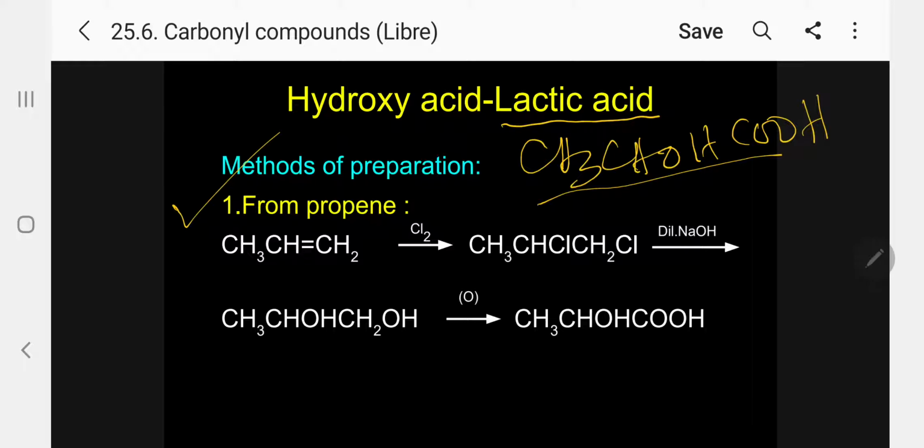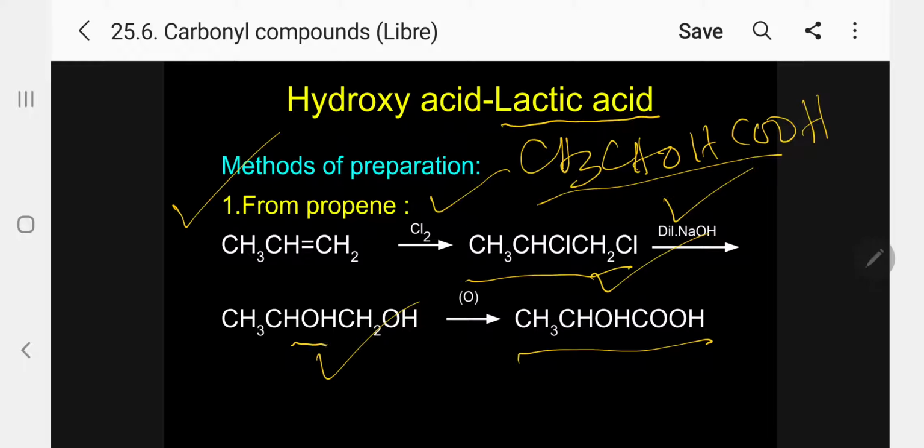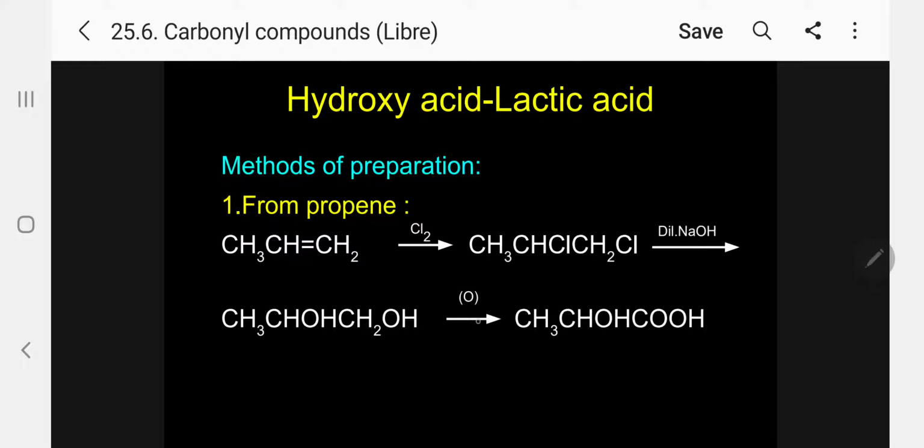So from propene, 1-propene, I can prepare the lactic acid as follows. First step, addition of Cl2, producing 1,2-dichloropropane, followed by dilute sodium hydroxide. Both the Cl will be substituted by OH, producing the corresponding diol. Further oxidation: the secondary alcohol resists oxidation, the primary easily undergoes oxidation, producing lactic acid. So from propene I can get lactic acid, first method.